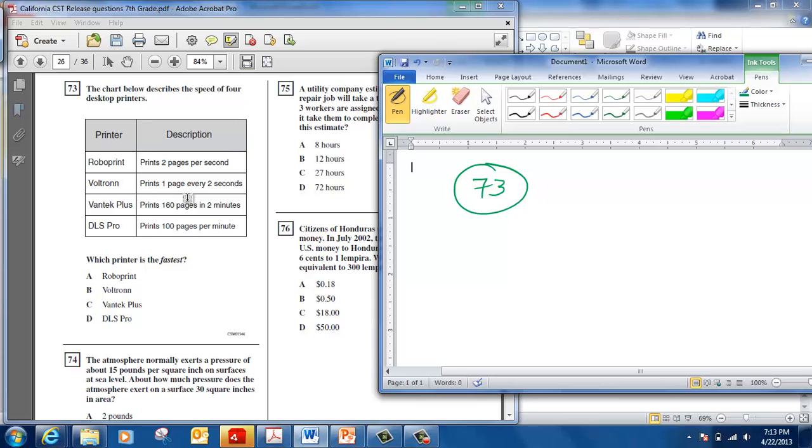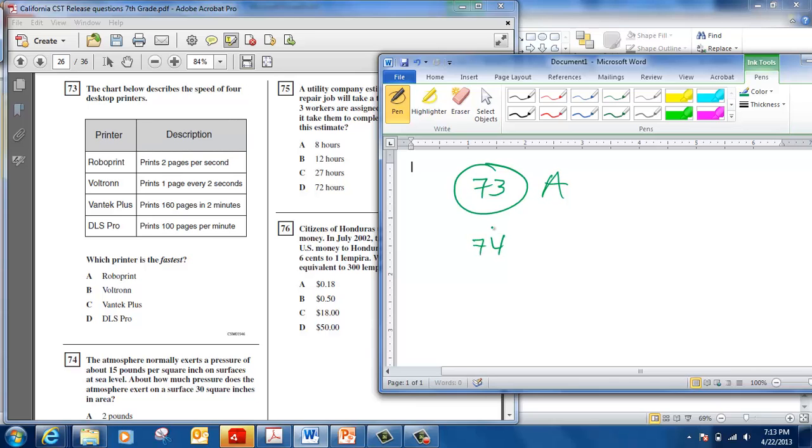So that one, I know that one's going to be slower than the RoboPrint. Now, 160 pages in 2 minutes. That would mean that it would be 80 pages in 1 minute. Okay? And if I was to do that for 1 second, it's going to be 1 and a little bit more page. So still not at the 2 pages per second. And then the same with this. So 100 pages every minute means 1 page and a little bit extra per second. So again, still not close to the 2 pages per second. So 73 is A.